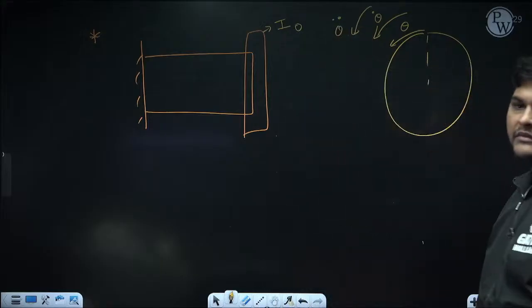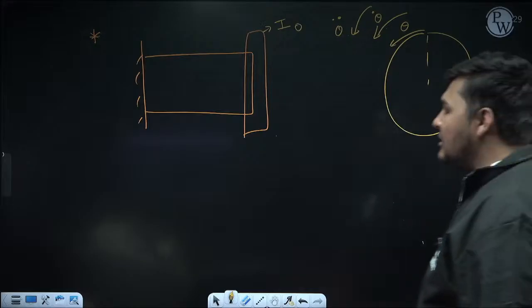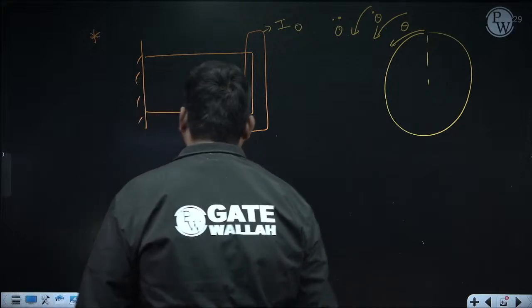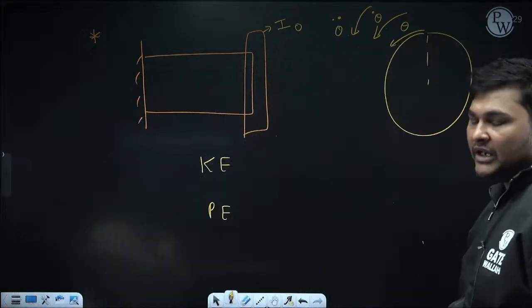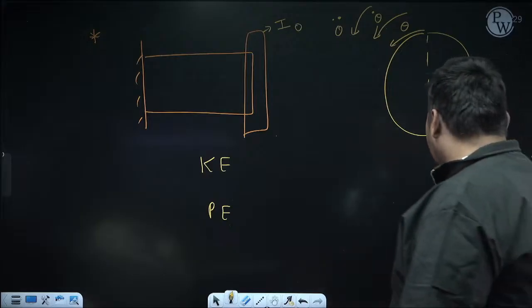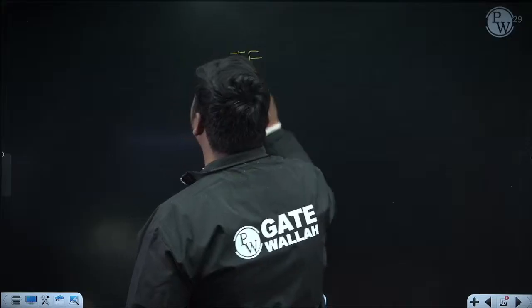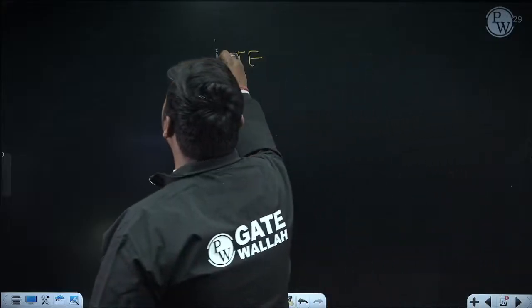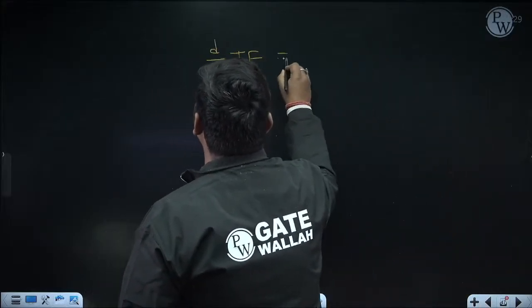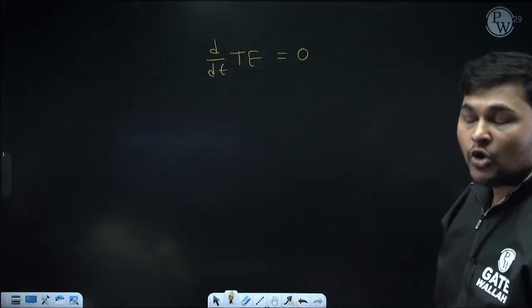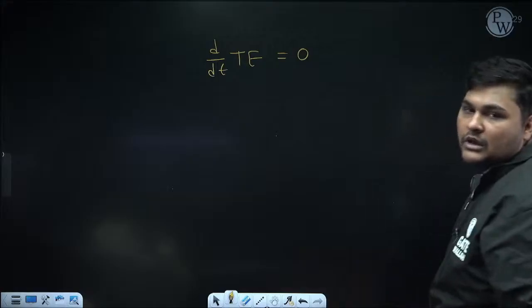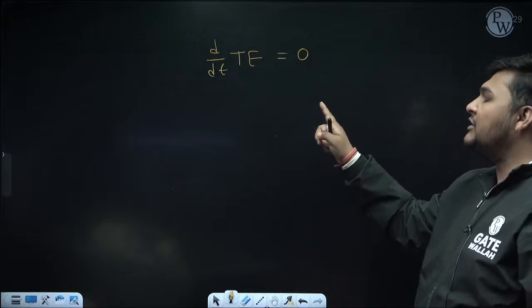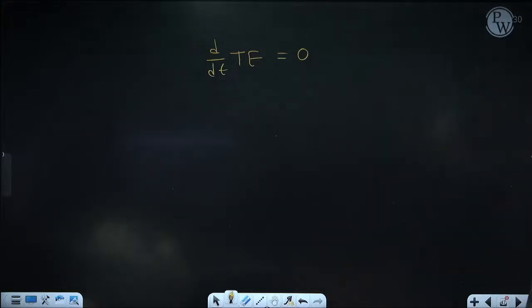Now if you are using the energy method to derive the equation of vibration, what do we do? We find the expression of kinetic energy, we find the expression of potential energy, then we add them, that is the expression of total energy. And we know in natural vibration total energy is constant, because energy loss doesn't occur. If total energy is constant, its differentiation with respect to time will be 0. So we differentiate with respect to time, equate with 0, and you will automatically get the equation of vibration.